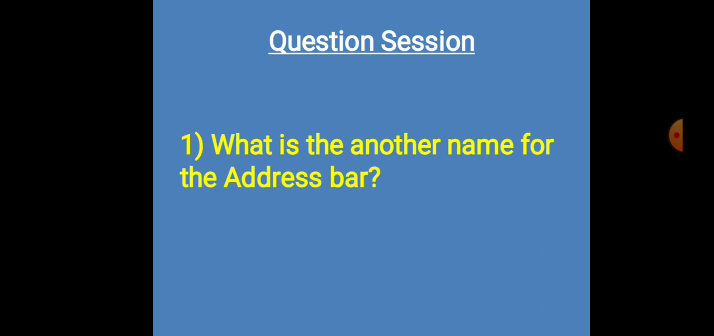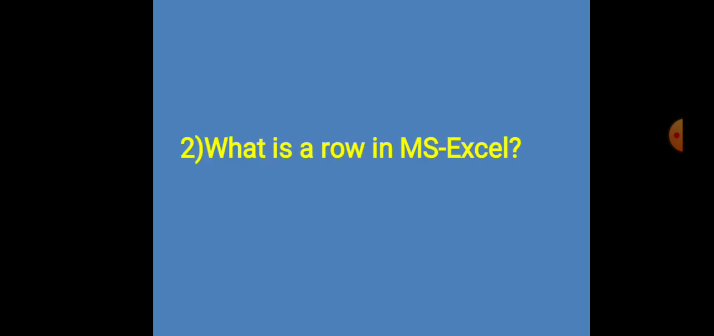And now this is the question session, students, based on this session's concepts. What is another name for the address bar? Try to recall the answer, students. What is another name for the address bar? That is the name box. And what is a row in MS Excel? The horizontal set of cells is called a row in MS Excel.